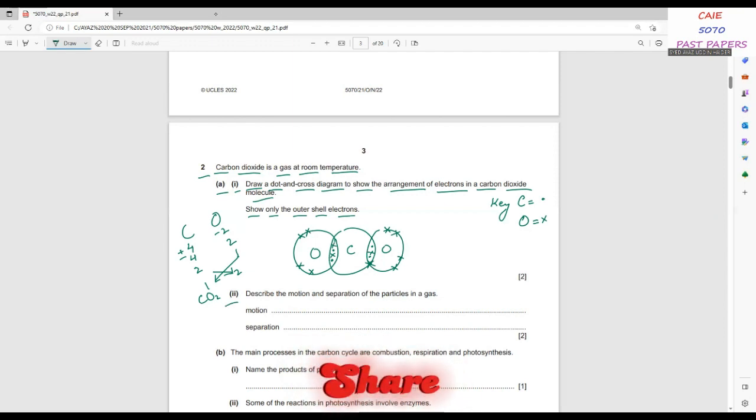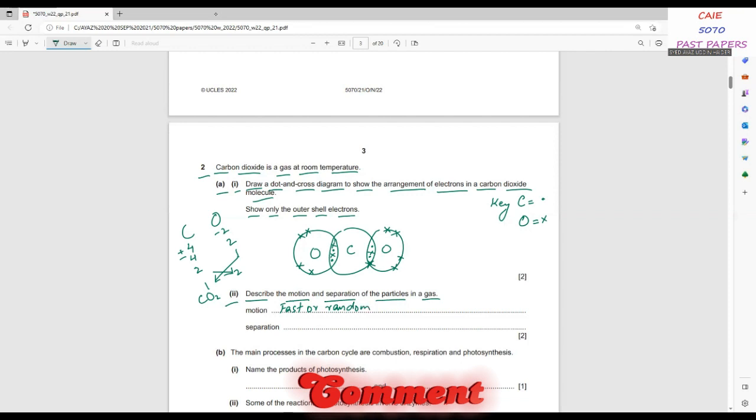Describe the motion and separation of the particles in a gas. You have to write the motion and separation of particles in a gas state. Remember, in the gas state, the particles are far away and they are moving randomly in all directions. So you have fast or random movement. Now, if we talk about the separation, they are far apart.